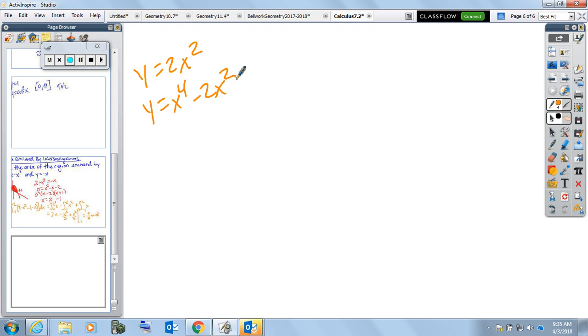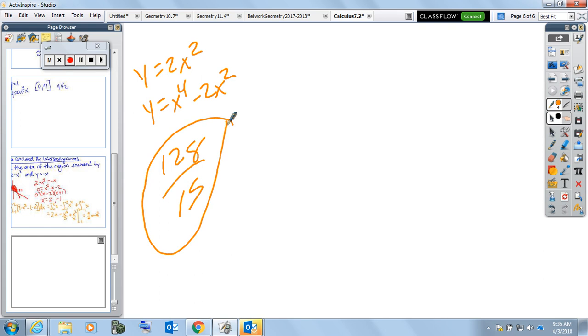Then you'll be able to find out what the upper and lower bounds are. Like I said, you can find the graph on page 395 in your book, but you can also double check by setting those two equal to each other and finding out what the limits are. Hopefully you come out to 128 over 15 as your final answer. And on to the next one.